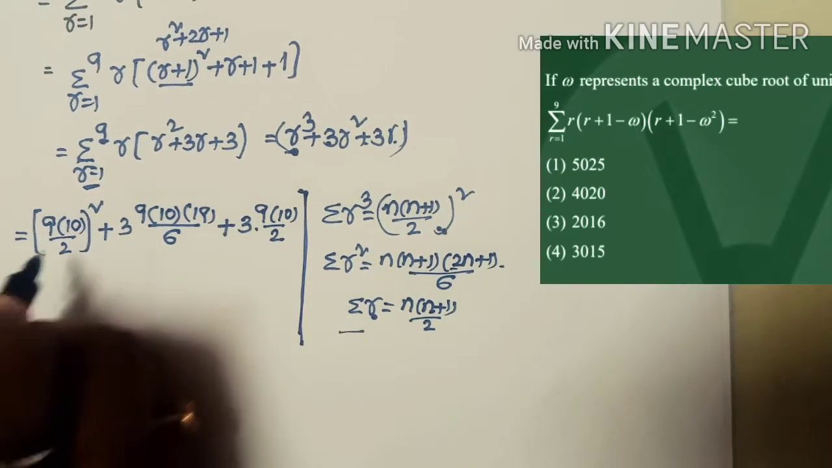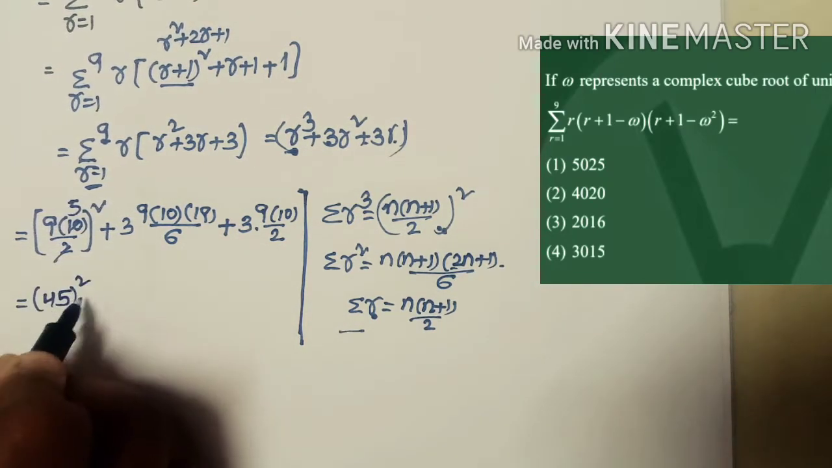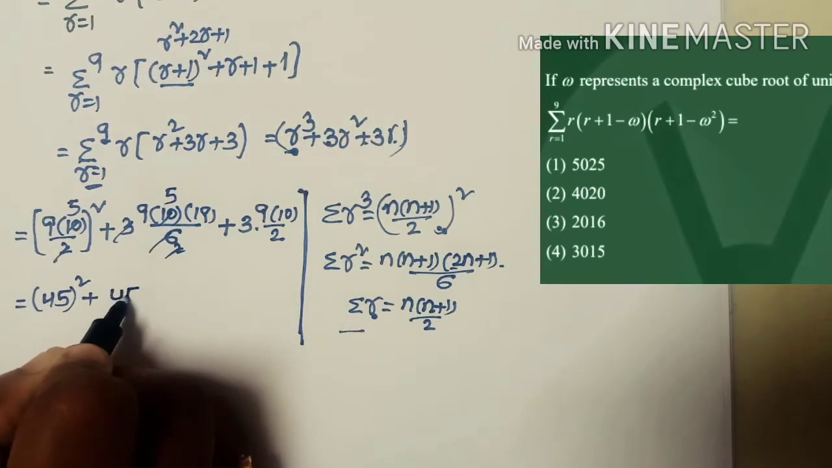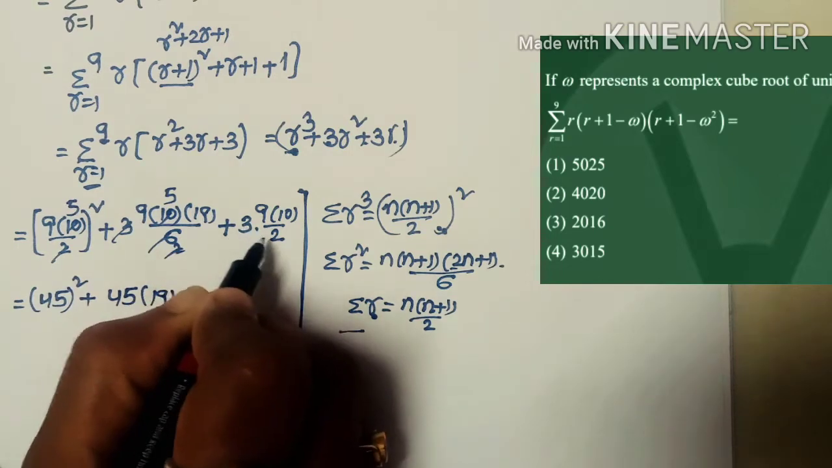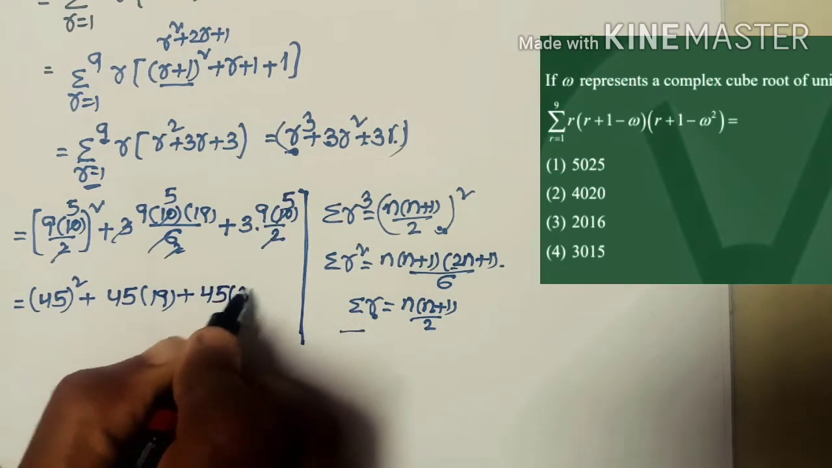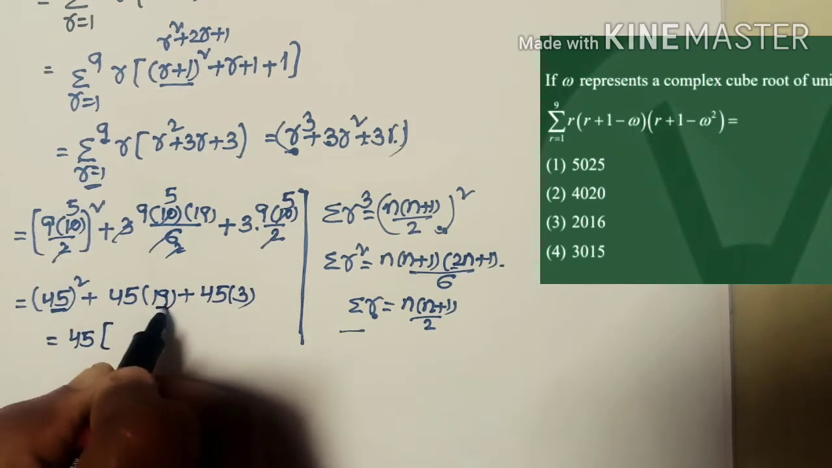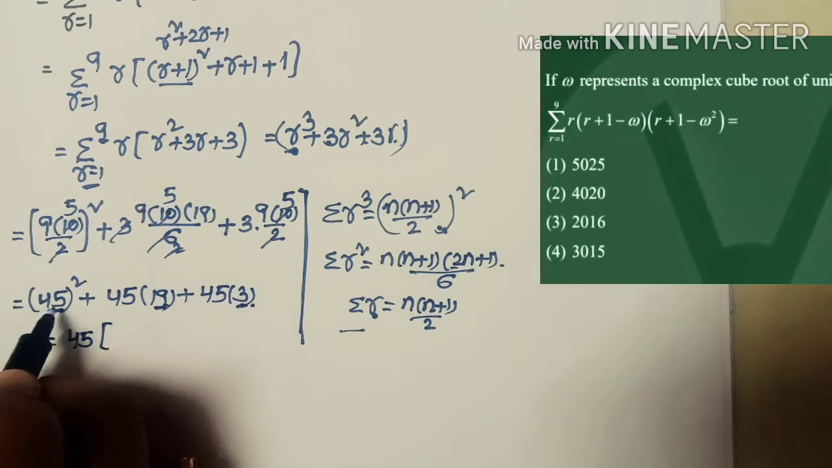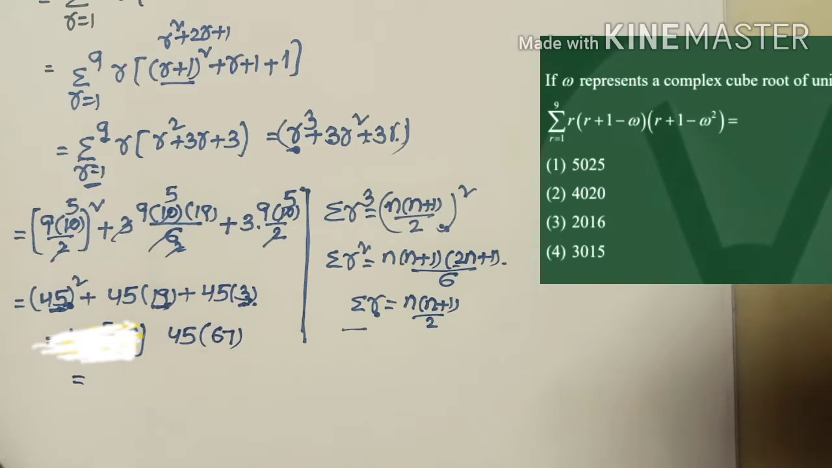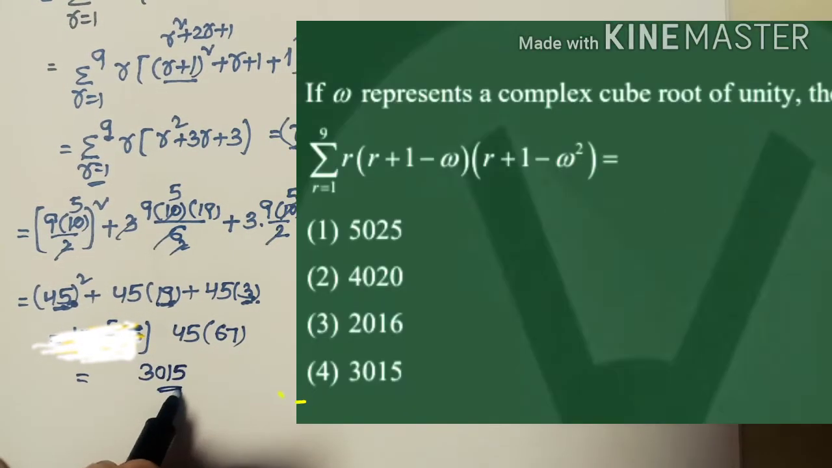And this equals 45 whole square, plus 45 into 19, plus 45 into 3. Taking 45 common here, this is 45 into the remaining value, 45 plus 19 plus 3, that is 67. Now 45 into 67 gives the answer 3015. So the answer is 3015, that is the last option.